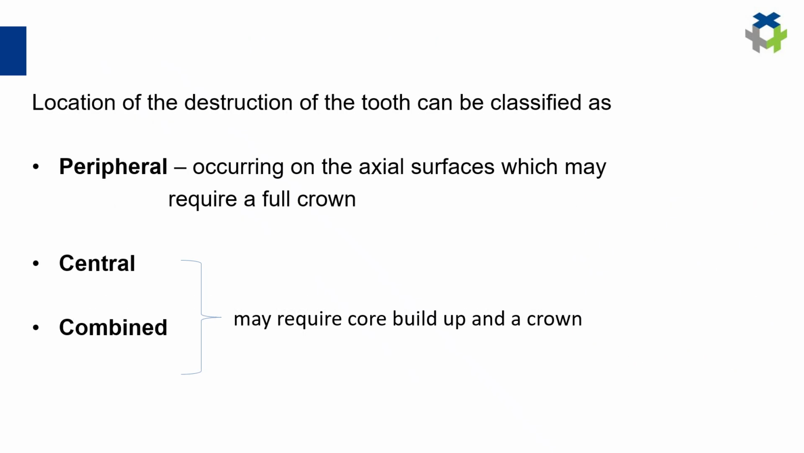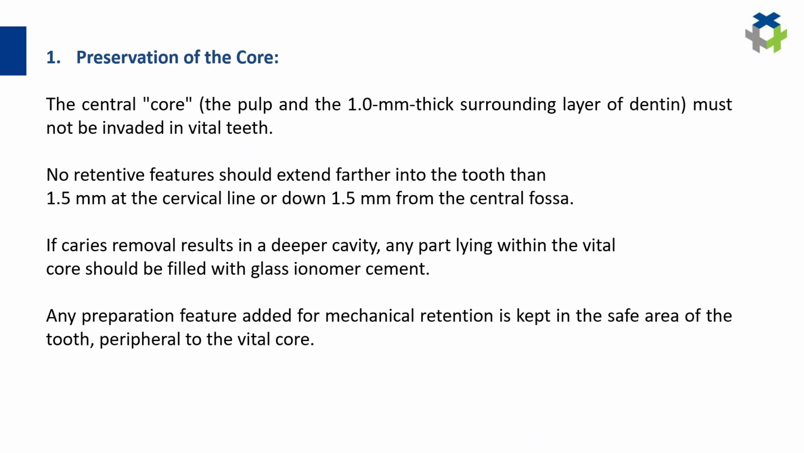The location of destruction for vital teeth can be classified as peripheral, which is occurring on the axial surfaces of the teeth and does not go into the central part. The central part is usually the pulp chamber and the surrounding 1.5 mm of dentin, or it can be a combined defect. So the key to preservation of this tooth is to preserve the core. The central core is the pulp and 1 to 1.5 mm of the surrounding layer of dentin.